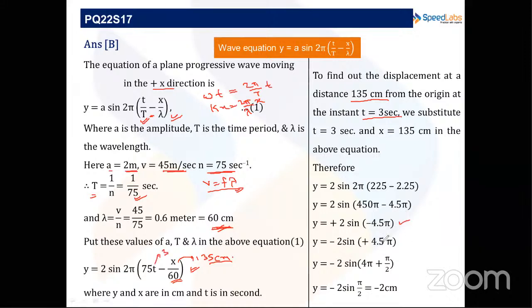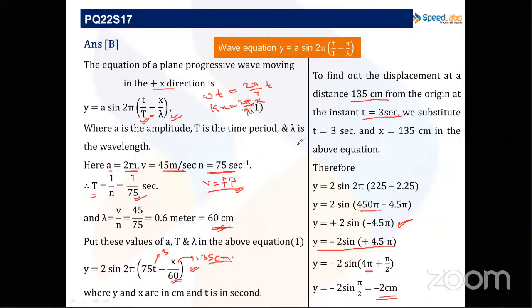You get this, and eventually 450 pi minus 4.5 pi. One second. Here basically 450 pi is a multiple of 2 pi. So you just get sin of 2 pi plus minus theta, which is the same thing, right? Sin of 2 pi plus theta is sin theta only. And eventually the negative came outside, and you got this. Again 4.5 pi is 4 pi plus pi by 2. So sin 4 pi is again the same thing, it's just the same as sin pi by 2. So minus 2 into sin pi by 2, so you get minus 2 centimeter.